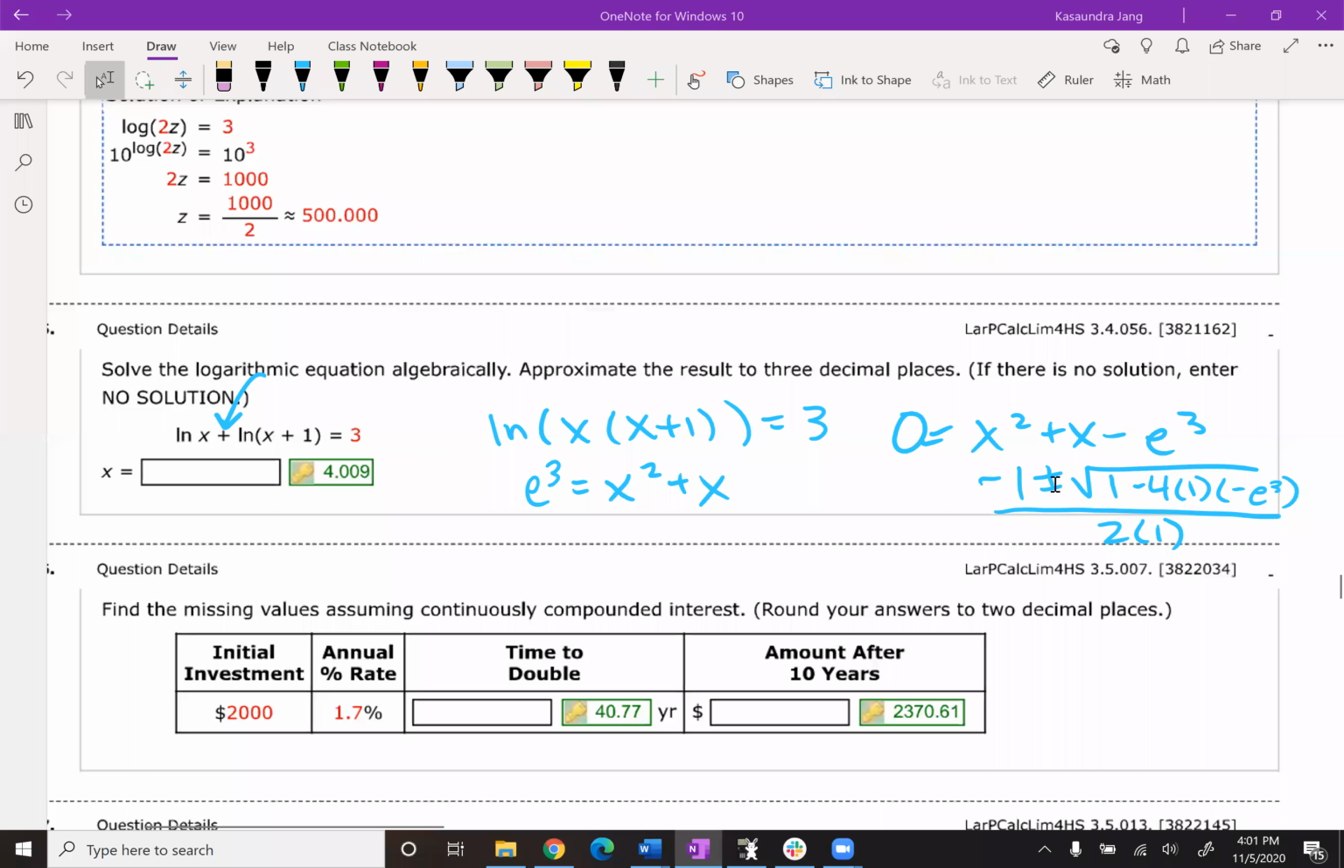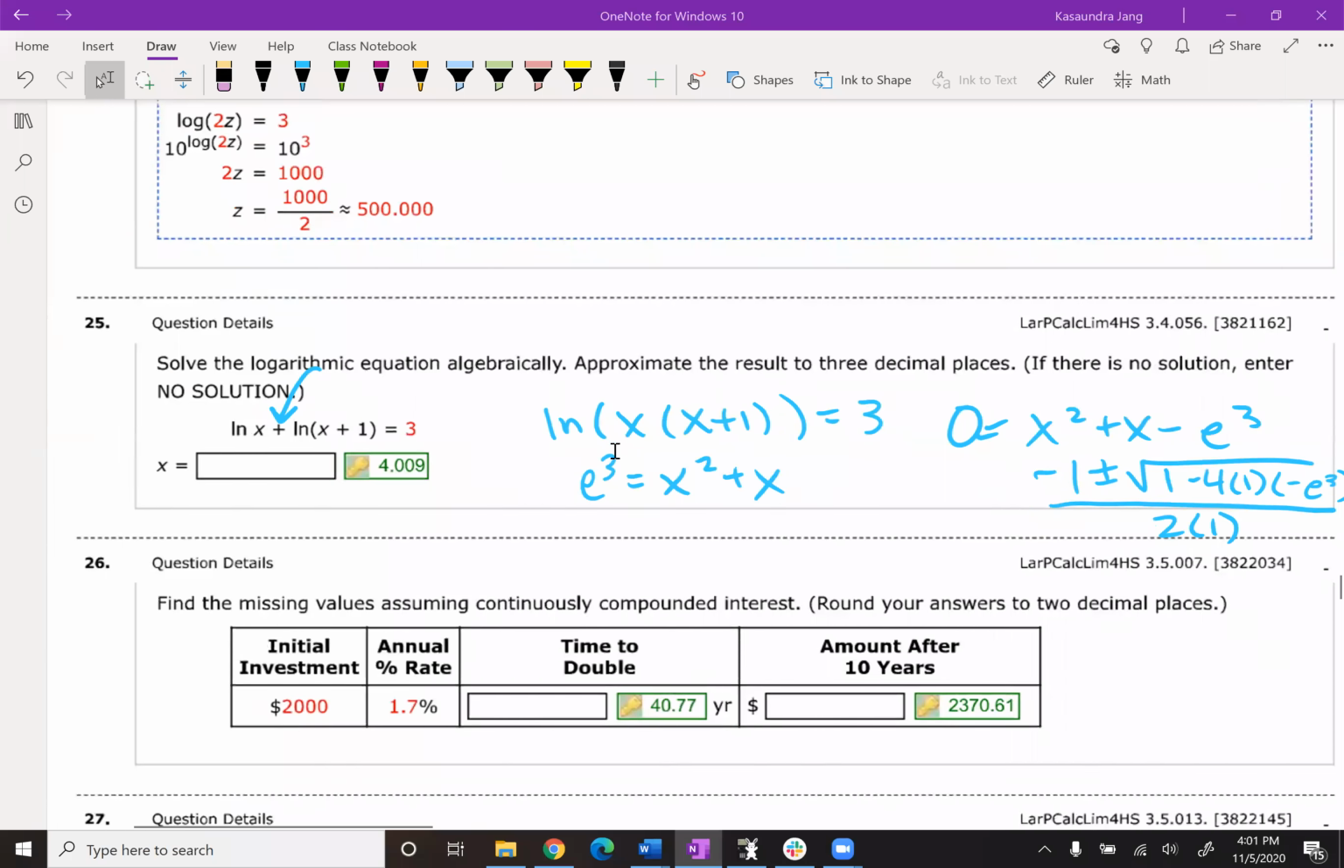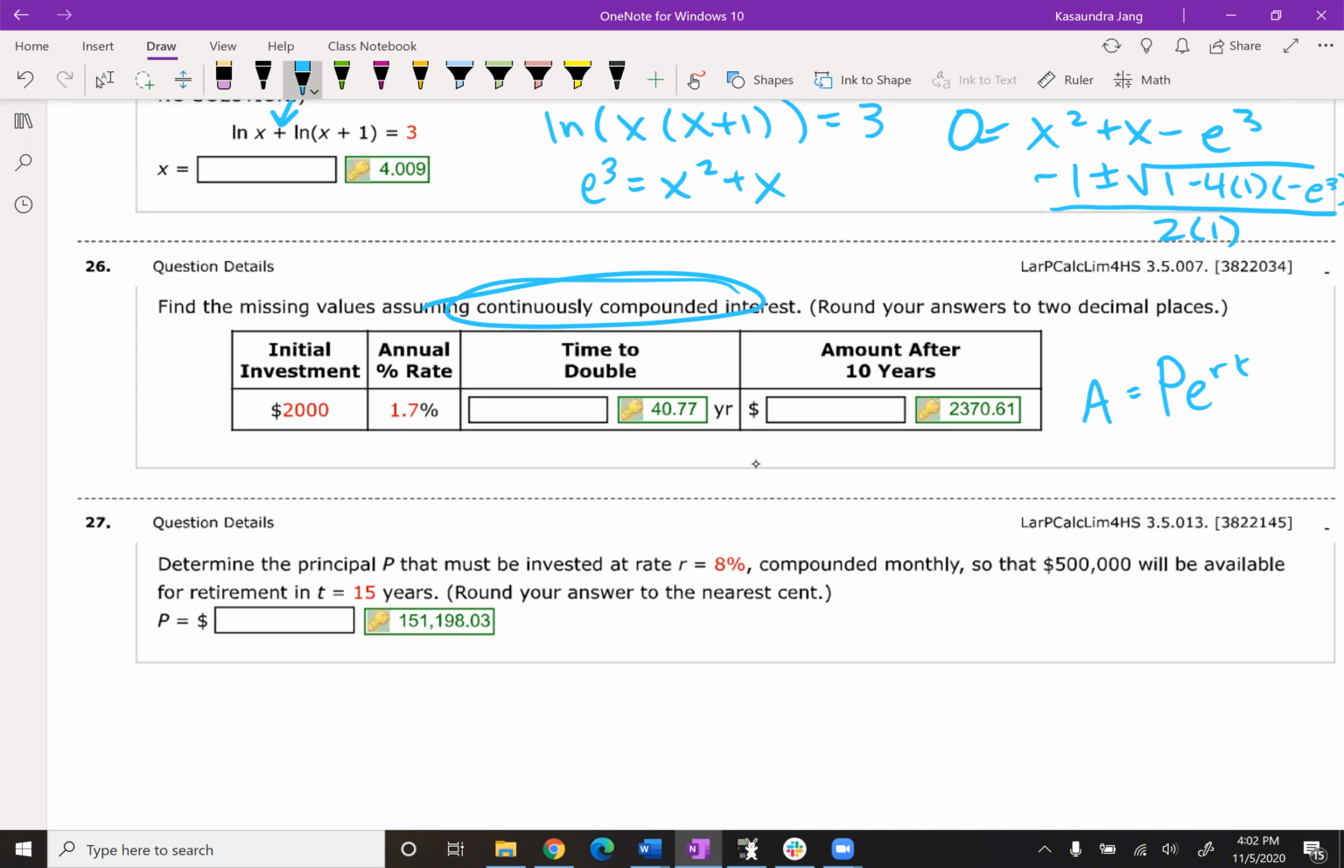Alina, you were talking about, I think we did 21. We're going to look at 26 though. It's actually right here, 26 on the review. This one says to find the missing values assuming continuously compounded interest. The fact that it's compounded continuously tells me about the Pert equation. So that told me what equation I'm using. The initial investment, this is my P, I'm starting with 2,000. The annual interest rate gives me my R, but I do have to move the decimal over. I need 0.017 for the R.